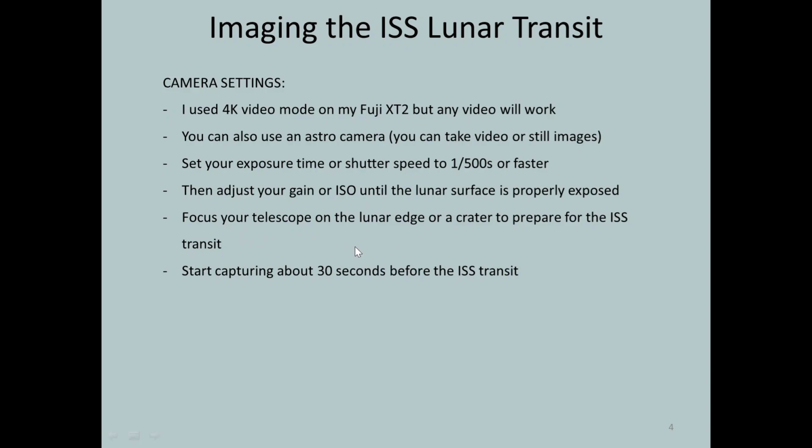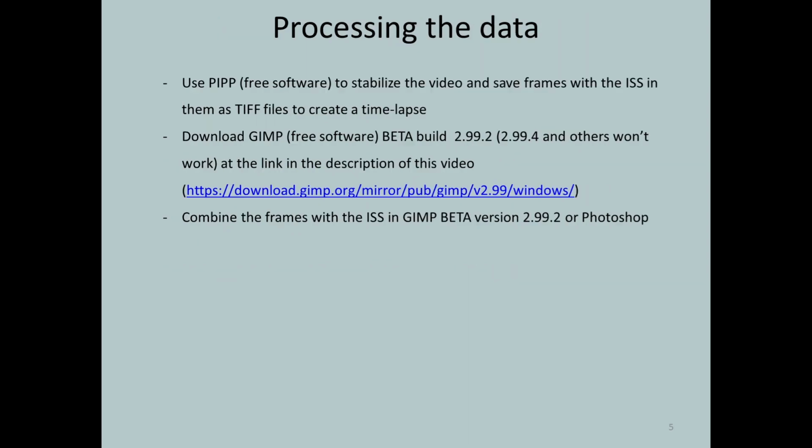Then once that's done, you can focus your telescope on the lunar edge or a crater, and then you prepare for the transit of the International Space Station. And I recommend starting the capture about 30 seconds before the ISS actually passes in front of the moon. That way, if something goes wrong, you'll have time to make corrections, and that will also make sure that if the International Space Station is not visible right before it transits the moon, for example, if it's in the shadow, you won't miss the transit, because sometimes the forecast is not very accurate.